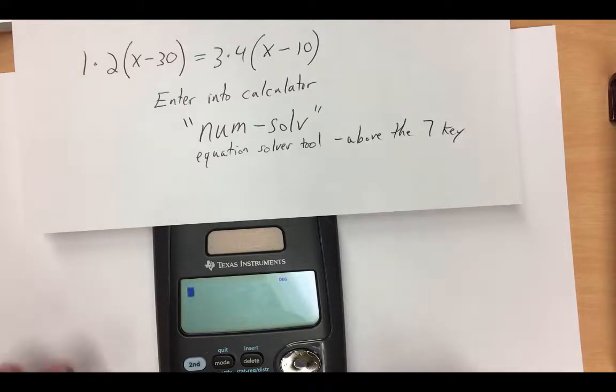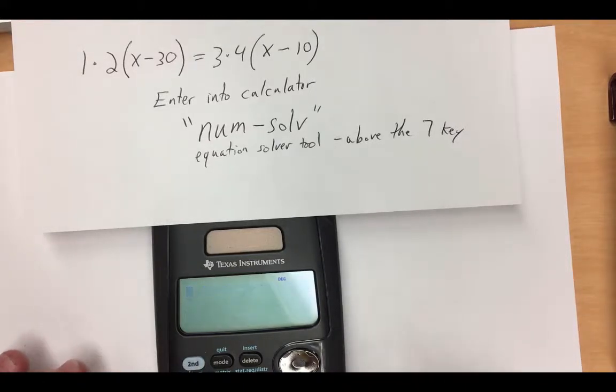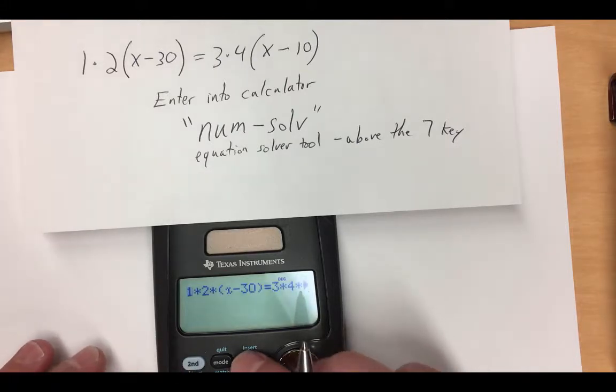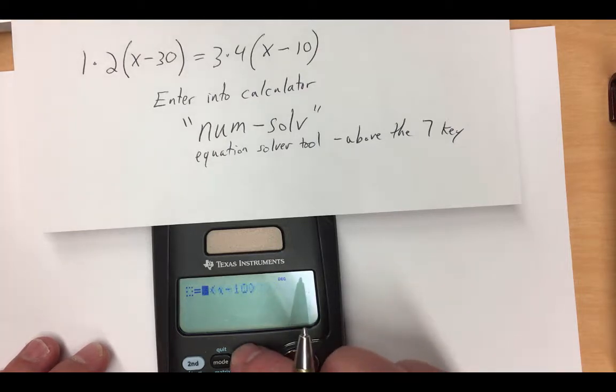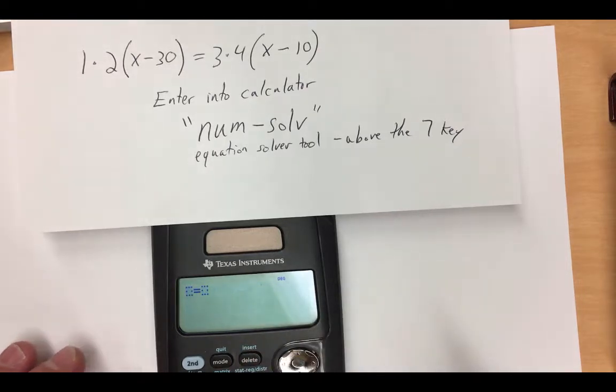So here's what I do. I go second, number, solve. I'm going to clear that equation out. Second, number, solve. And for some reason it's still there, so I'm just going to have to delete everything. I'll go on this side. Delete everything. Okay, it comes up with 2 boxes and then an equal sign.